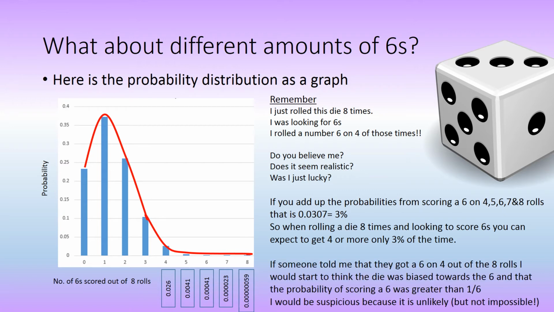Wow. Now, if someone told me that they got a 6 on 4 out of the 8 rolls, I'd start to think that the die was biased towards the 6, and that the probability of scoring a 6 was actually greater than 1/6. So I'd be a bit suspicious about this, because it's unlikely, although it has to be said it's not impossible.